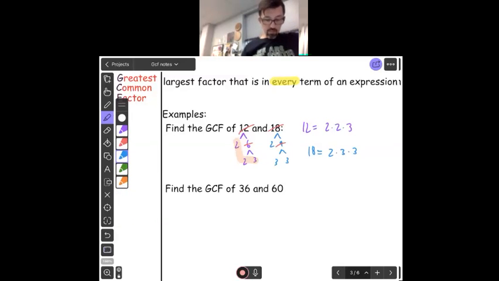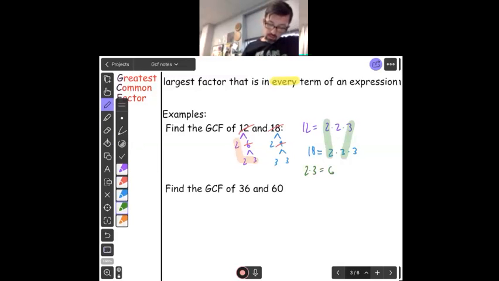So now that I have them factored, I want to look for what's common in them. So they both have a 2 and they both have a 3. Okay? So 2 times 3 is 6, and 6 is the GCF. Okay? So we break them down into their primes, and then we do this.